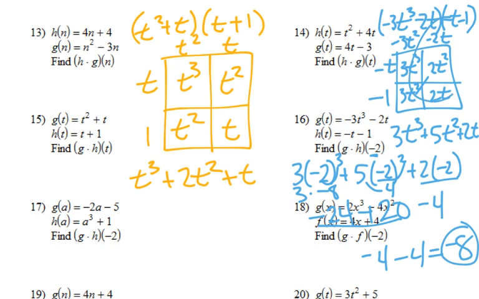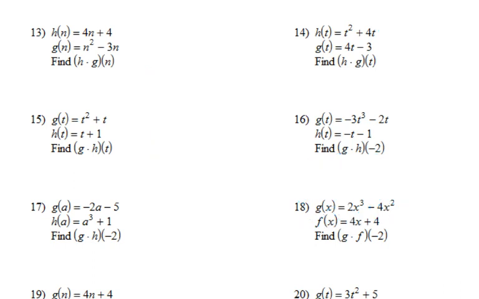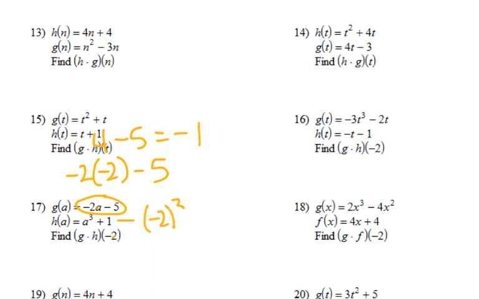So we can do that process and then put the number in, or like in 17, we'll do them separately. So negative 2 times negative 2, because a gets negative 2 substituted in. So we get positive 4 minus 5, which would be negative 1. And we'd get negative 2 cubed plus 1. We know that's negative 8 plus 1, which would be negative 7. Then we go g, negative 1, times h, negative 7, to get positive 7. So whichever one you like better, that's the one I suggest using.